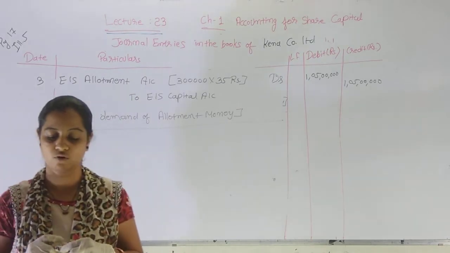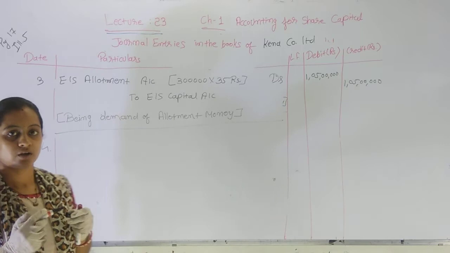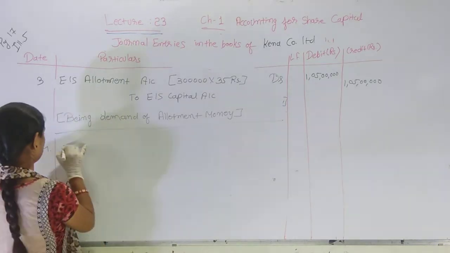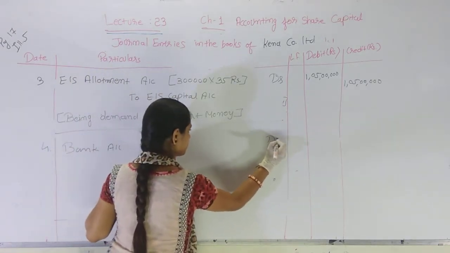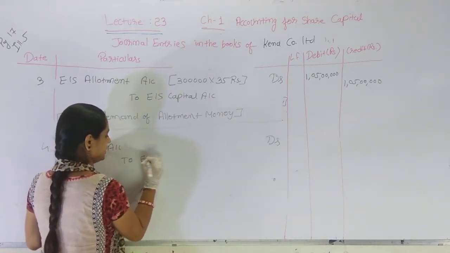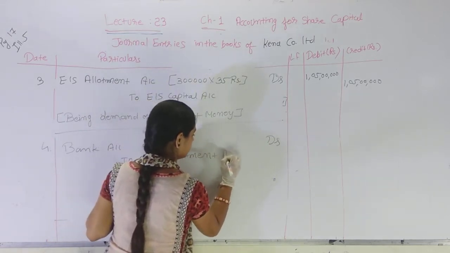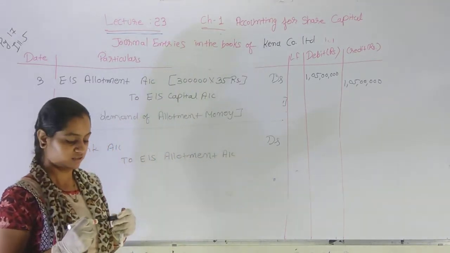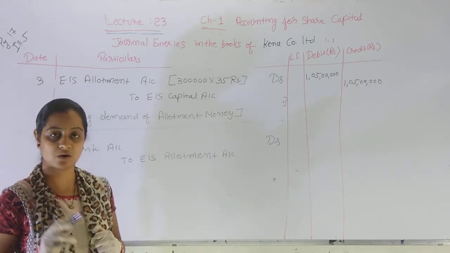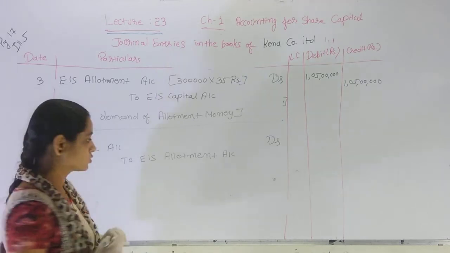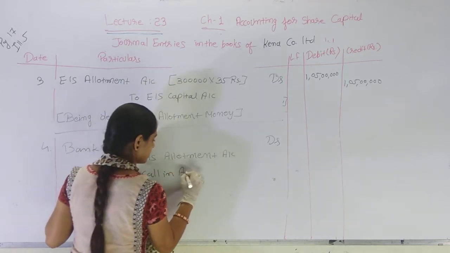Fourth entry will be for receiving, right? So the fourth here, no calling arrears, right? So simple entry that will be bank account debit to equity share allotment account. But in allotment we have made tick mark, right? That tick mark shows that we have received advance amount of first and final call. So here we have to credit call in advance account.